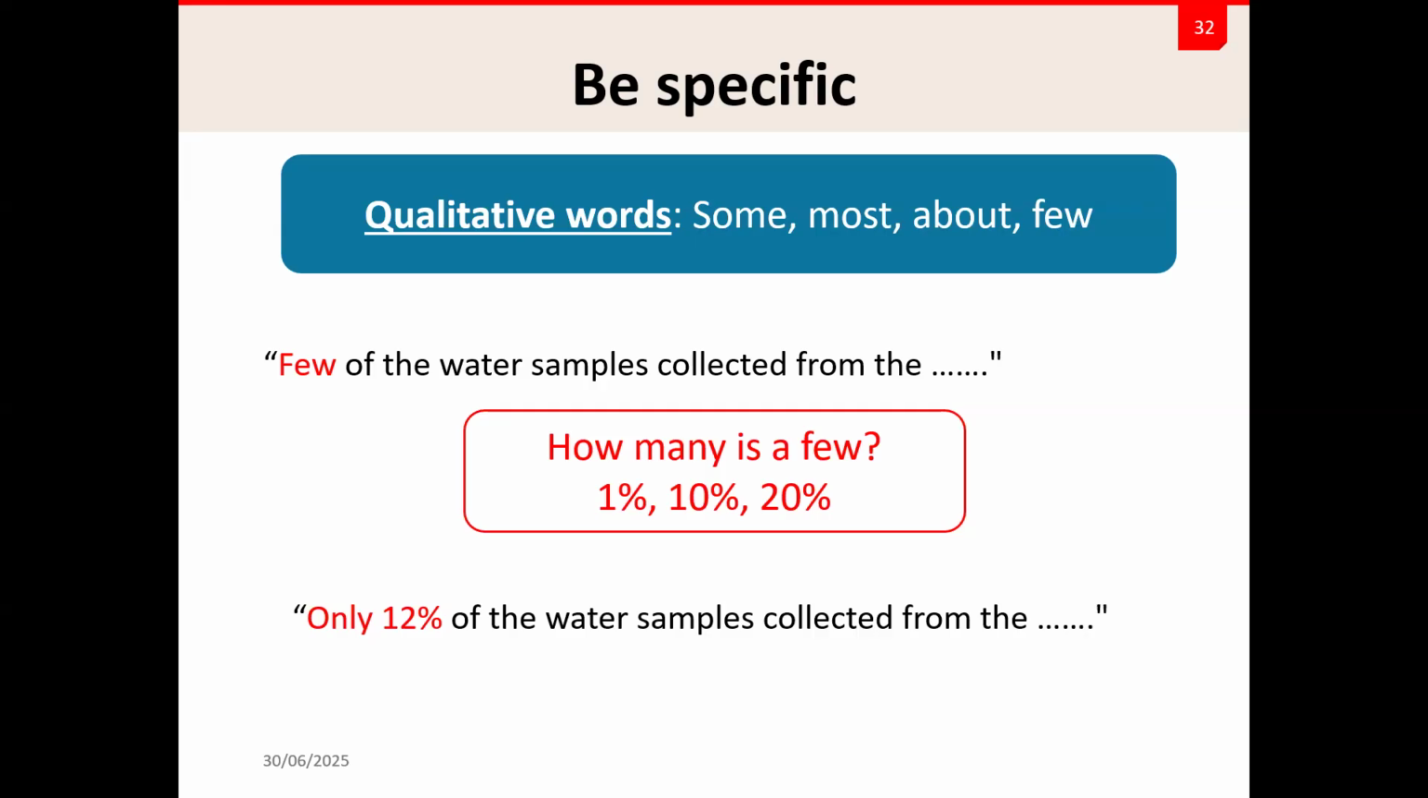For example, only 12% of the water samples collected from the Samanala area show maybe high magnesium or something. So always be aware of subjective words and vague words. Be specific, always be specific.